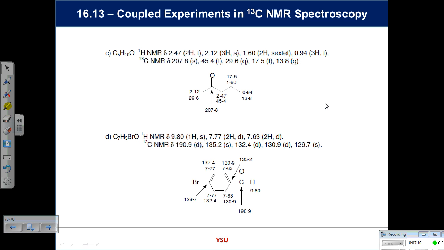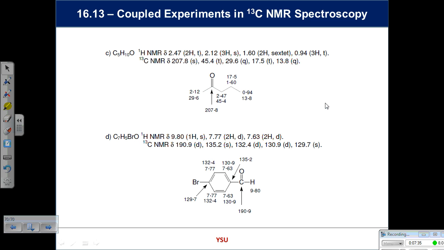It's a CH3 group. Now, is it a CH3 group in an ethyl group, or is it a CH3 group not attached to anything else? No neighbors. No neighbors, right? Patterns you can get quite quickly. 1.60, we have a sextet. That tells you you've got 5 neighbors. That's a CH2 group. And all the way down there, 0.94, you've got a 3-hydrogen triplet.